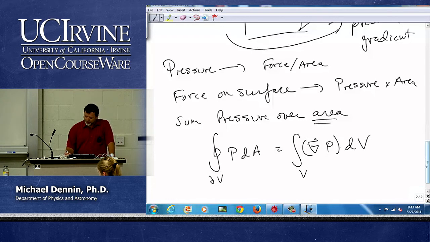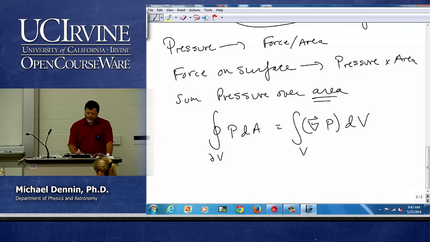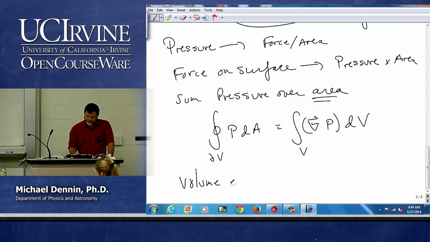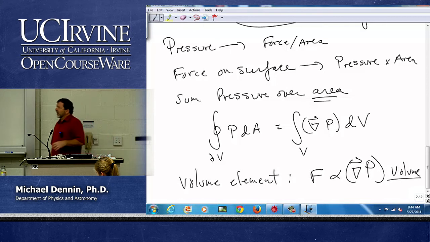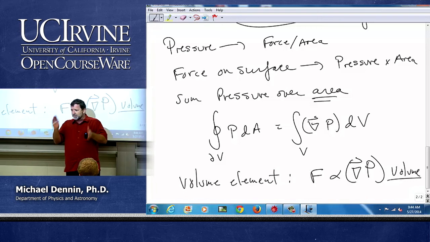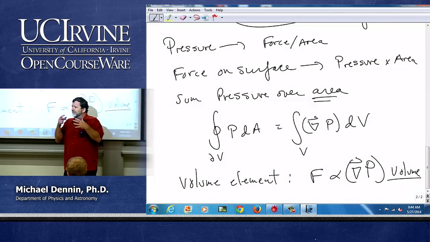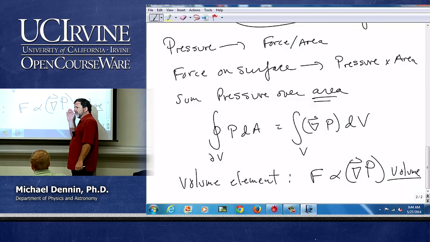And so for a surface, it is true that the force is the pressure times the area. But for a volume element, the force is proportional to the gradient of the pressure times the volume. And it should make intuitive physical sense to you. If I have a volume of fluid, I need a pressure difference to make it move. For that volume to have a net force, there's got to be a pressure difference from one side to the other. That's exactly what a gradient is. It's the difference in pressure across the volume.